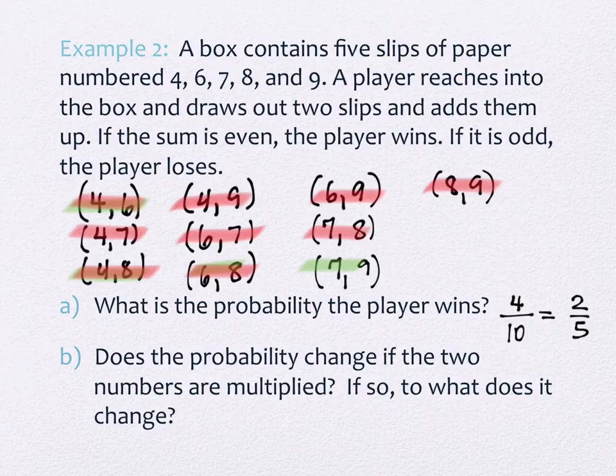How many of them were even? 9 of them. The only one that's not is 7 times 9. So the question asked, does the probability change if the two numbers are multiplied? And the answer, of course, is yes. And then the answer after that is that it's 9 out of 10. It's a 9 out of 10 probability if I multiply them as opposed to adding them.